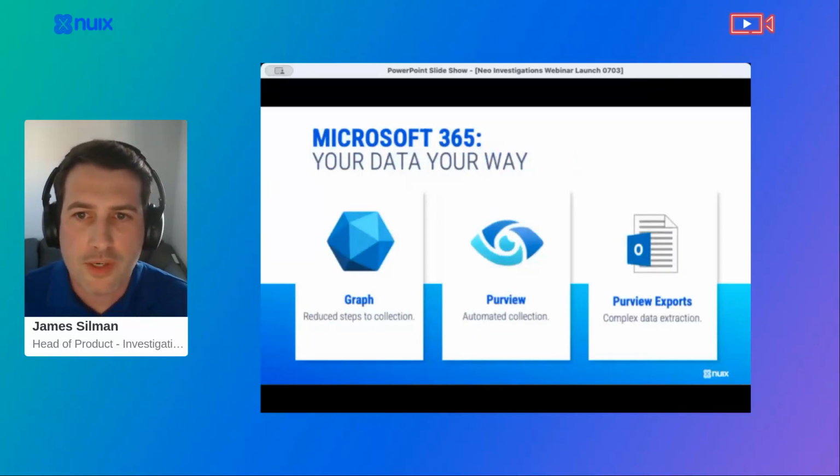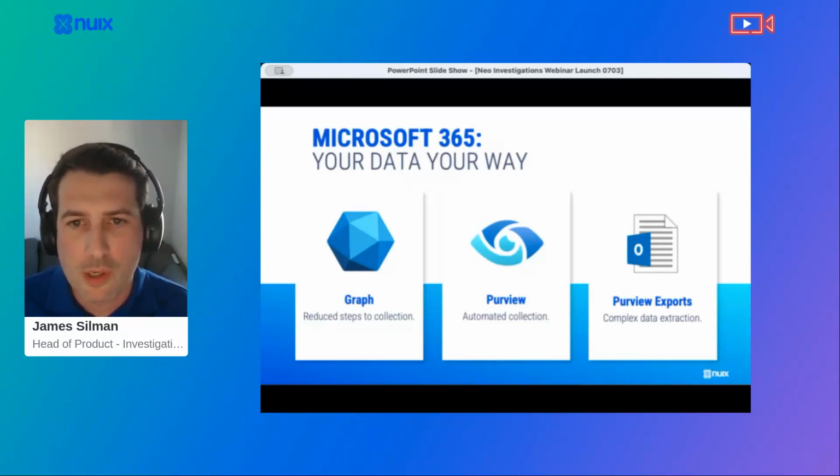We know from speaking with our customers that the collection of Microsoft 365 is paramount. We know that collection of this data, be that emails, Teams data, SharePoint, or OneDrive, is complex. Microsoft offers multiple ways to collect the data. There's the Graph API, there's Microsoft Purview, as well as traditional PST exports.